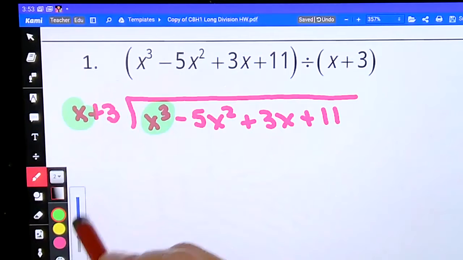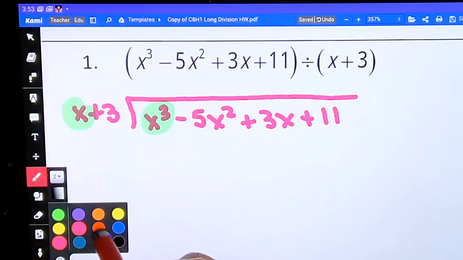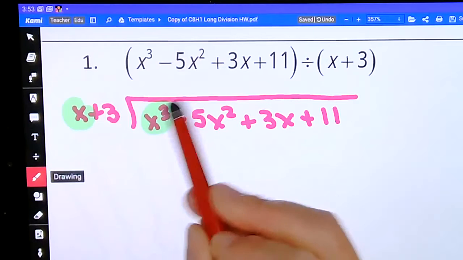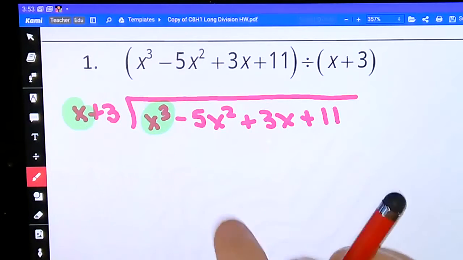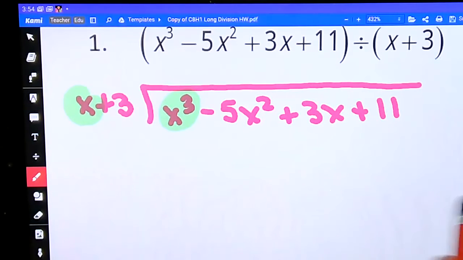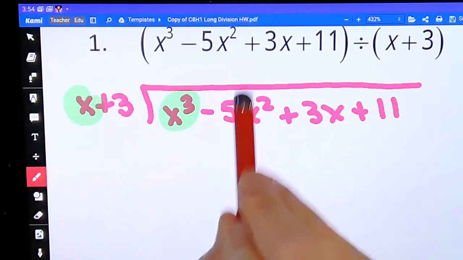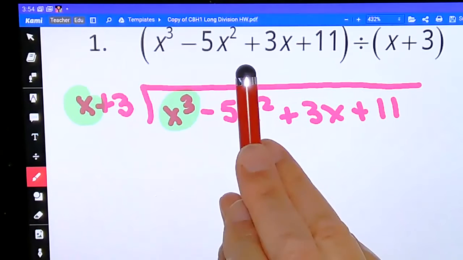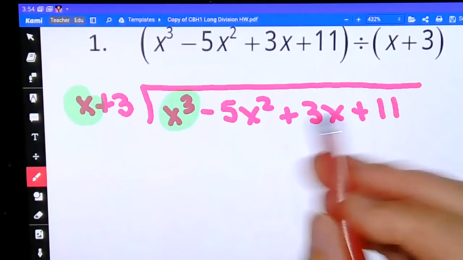And so as I'm doing this, I am going to ask myself, x times what gets me an x to the third? And so x times x squared. Now, you want to make sure that you line it above your x squared. That way you kind of keep yourself in order. So you know you're going to have two more things you're going to be doing after this.